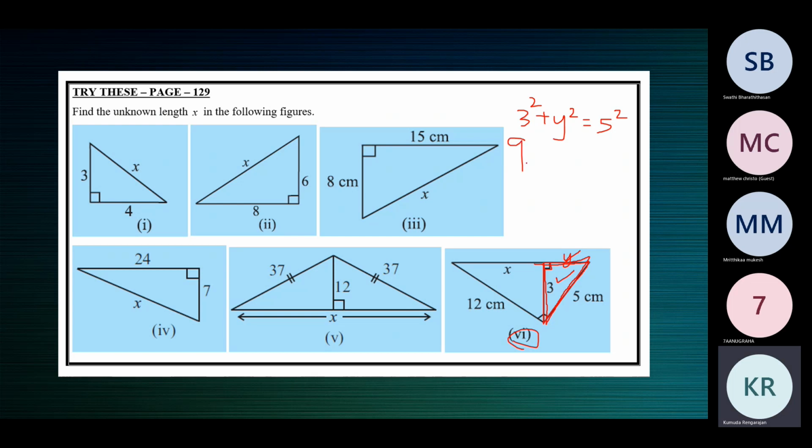Now this is 9 plus y square is equal to 25. Now how do we solve this? So y square is equal to 25 minus 9. So you get y square is equal to 16. Very good. 16 is 4 square, 4 into 4 is 16. So y square is equal to 4 square, so the value of y is equal to 4.